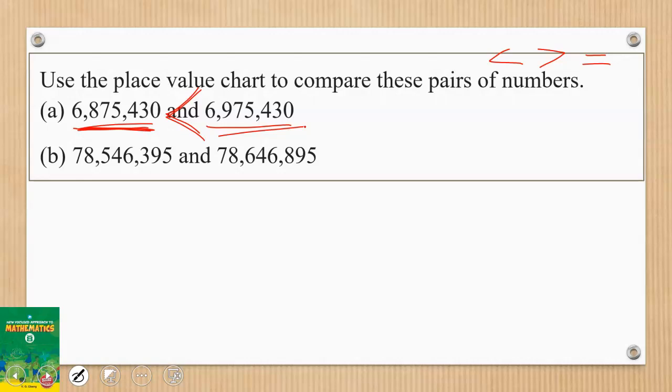That is perfect. Now look at the second one. Here we have 78,546,395 and here 78,646,000. Once you see 646,000 and this is 546,000, then obviously the second number is bigger than the first. So again, we can use the symbol less than, showing that 78,546,000 is less than 78,646,000. Right, so that is that.